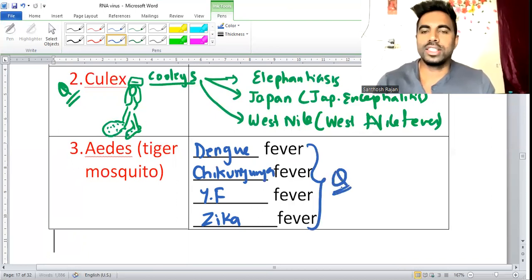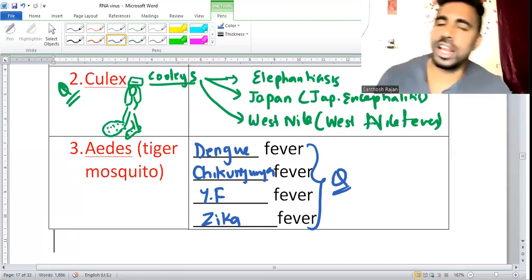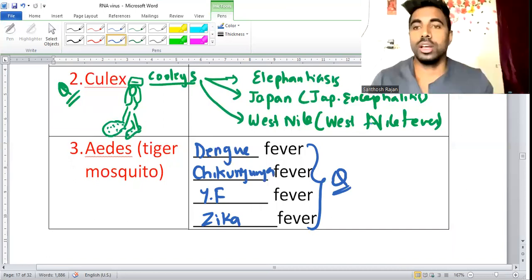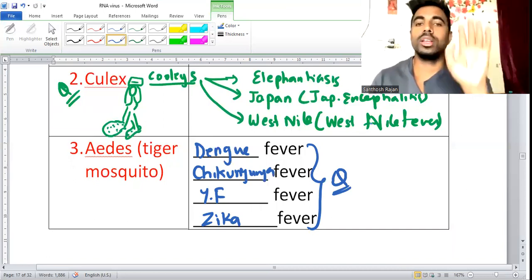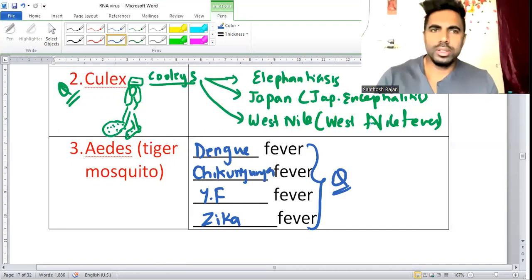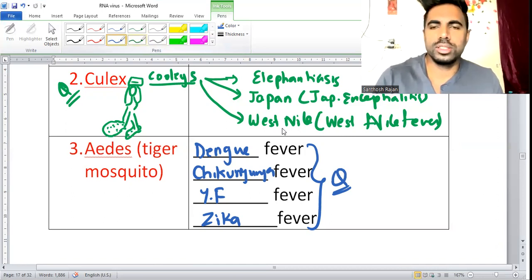Repeatedly asked question. They might give you Japanese encephalitis or West Nile fever, so you won't make a mistake. When Japan or West Nile comes, you should remember that West Nile is Western, and Japan is also Culex. Okay. But see, this is Culex. There is one more thing I want to bring here.